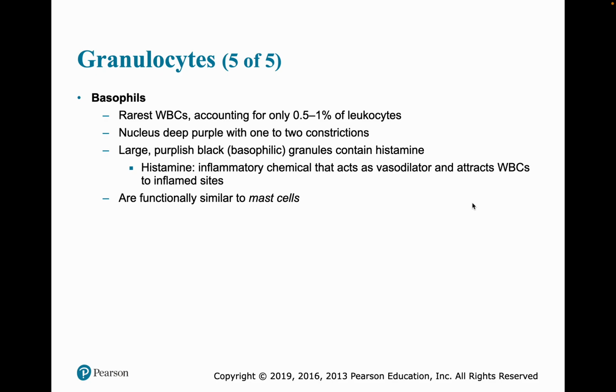Basophils are the rarest. Only 0.5 to 1% of leukocytes are basophils. They have a deep purple nucleus because they stain with the basic dye from the Wright stain. Large purplish black basophilic granules. They contain histamine. Histamine is an inflammatory chemical that acts as a vasodilator and attracts white blood cells to an inflamed area.